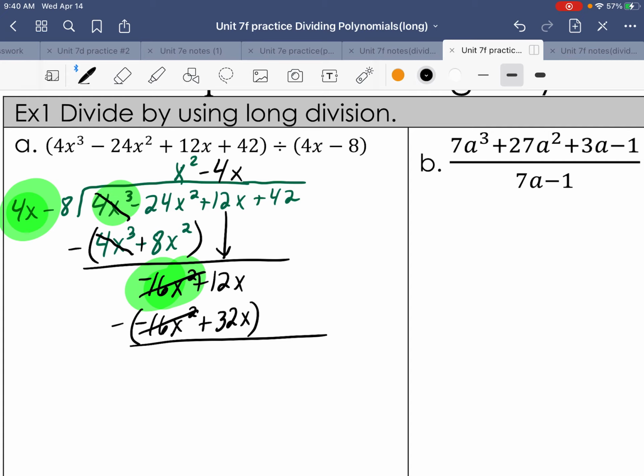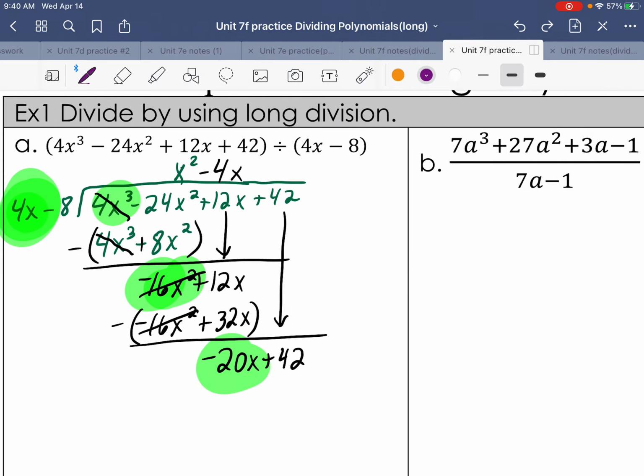Subtracting the exact same terms, we'll simplify to 0. 12 minus 32 is a negative 20x. Bring down 42. It's a positive 42 or plus 42. Now we do this exact same process. So negative 20, so first term divided by first term. So negative 20x divided by 4 is a negative 5.